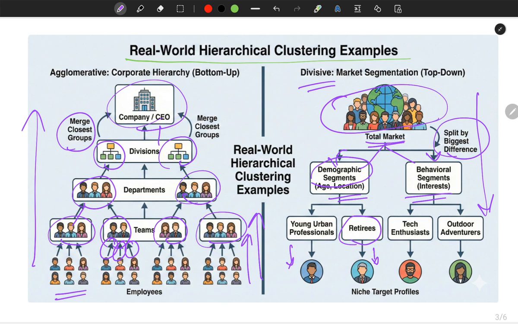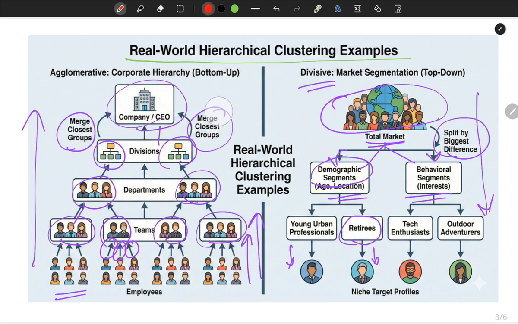So in this way, if you have to study the total market, if you have to bring a product, what all things do we have to study by taking the total market as a cluster? The main difference between the agglomerative and the divisive approach is that in the agglomerative we merge the closest groups, whereas here we split by the biggest difference.